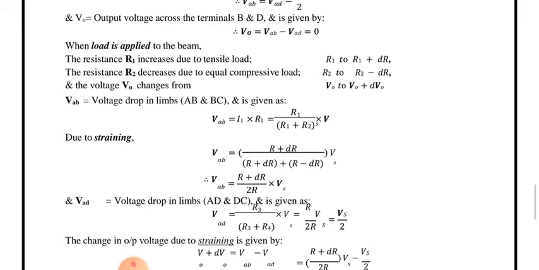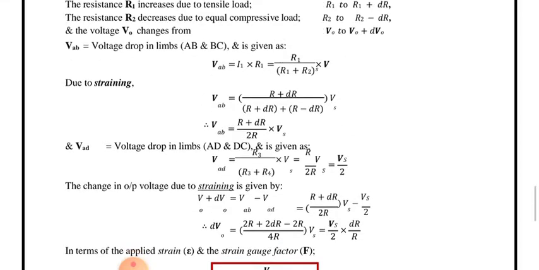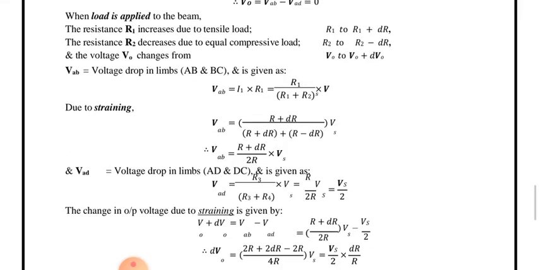Again, it will be written as R by 2R into Vs. So R will get cancelled out, and we can write Vs by 2. The change in output voltage due to strain is given by VO plus dVO, because we have already written that the voltage VO changes from VO to VO plus dVO.